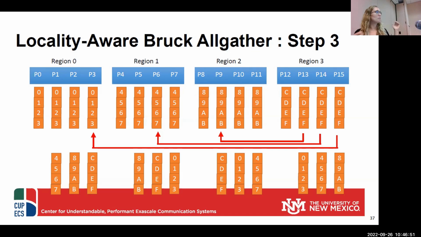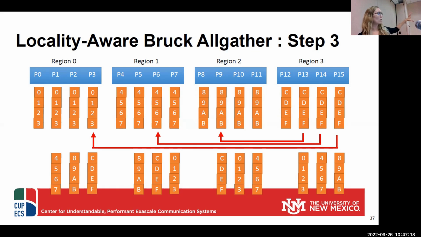We can do this step of inter-region communication all at once now. So each process is sending and receiving to a distinct region. So we don't have duplicate messages between regions. And so then after this step, we do have all of the data on each region. We just need to do an Allgather to collect all of that.